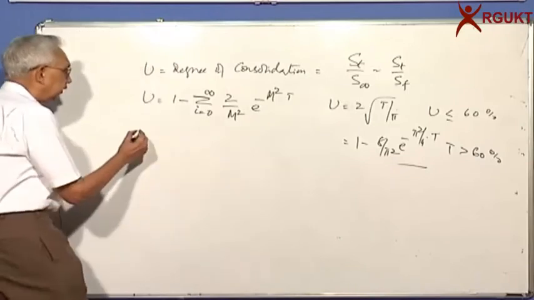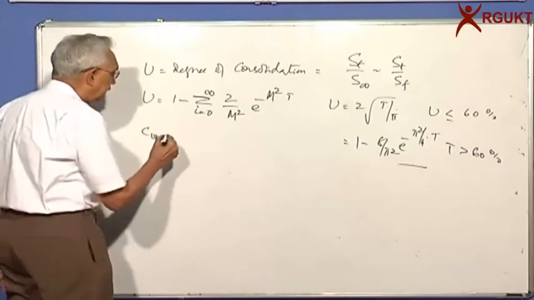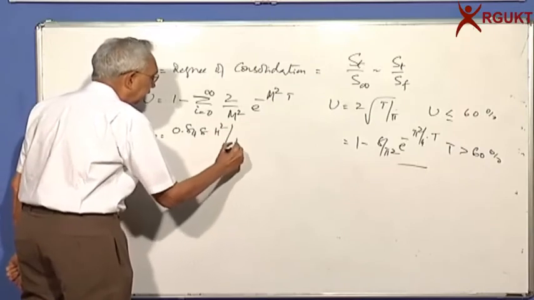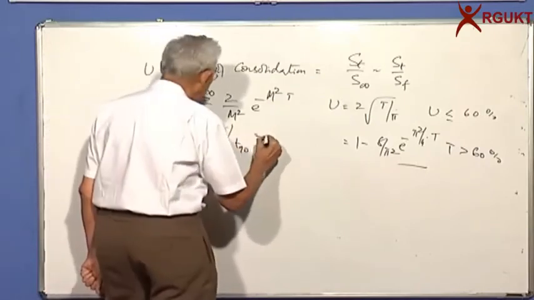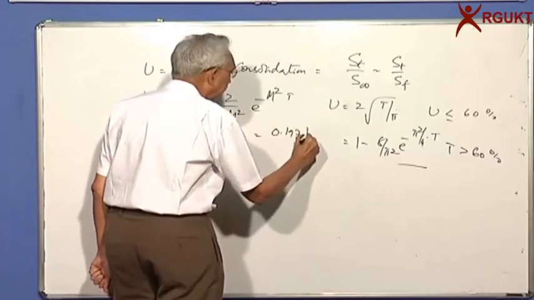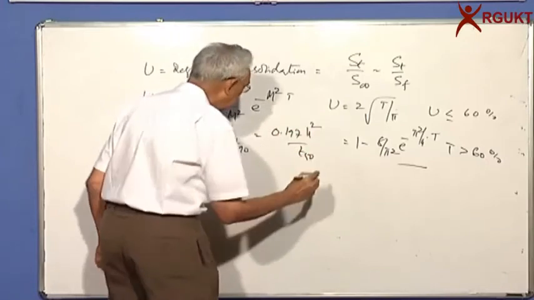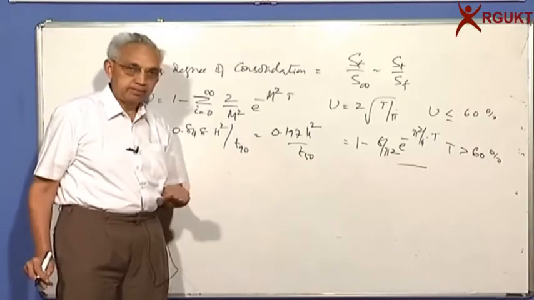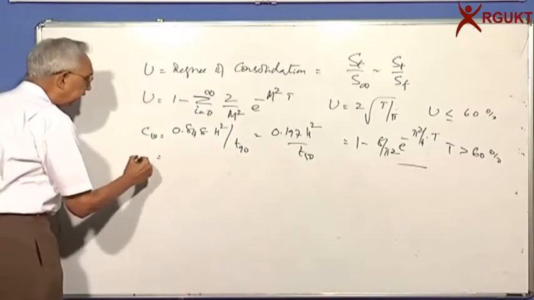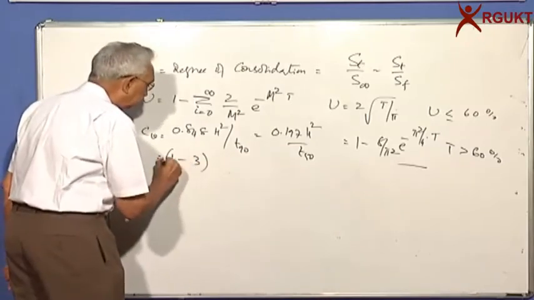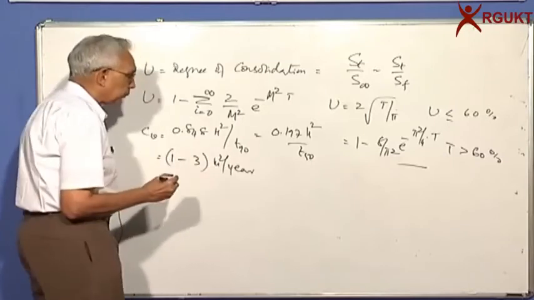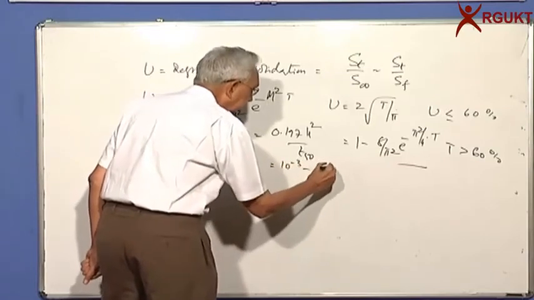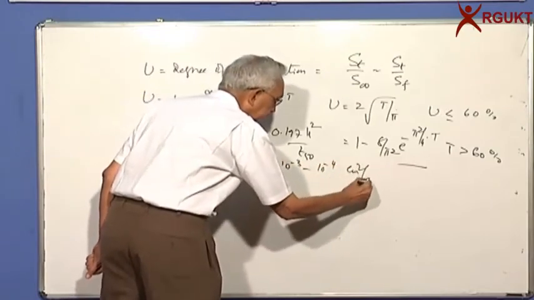We also found out that Cv can be calculated by either of the methods: 0.848 h square by t90, or equal to 0.197 h square by t50. From the Taylor's method and from the Casagrande method, you can determine it. Just to give you a feel, Cv usually is between 1 to 3 meter square per year. Or if you look in terms of centimeter square, it could be of the order of 10 to the power minus 3, 10 to the power minus 4 centimeter square per second.